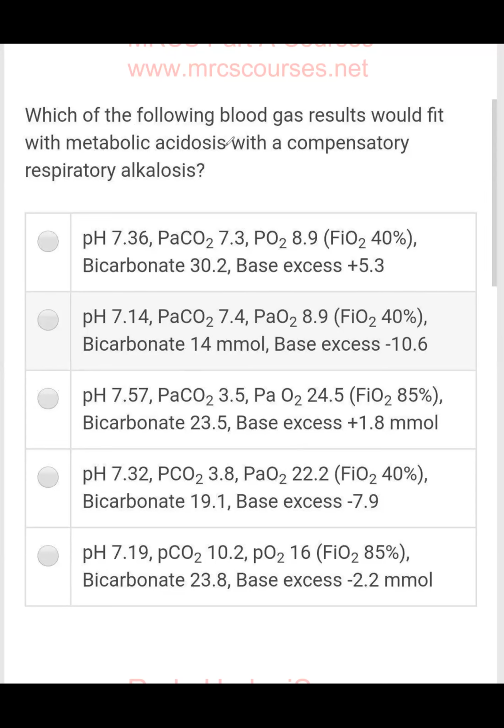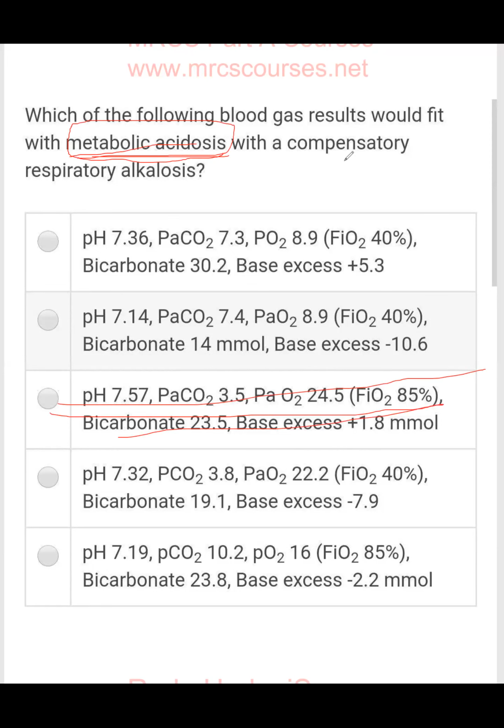The question says, which of the following blood gas results would fit with metabolic acidosis with compensated respiratory alkalosis? Leave the compensation now. We can search for metabolic acidosis. So you can exclude now which is alkalosis. Yes, we exclude C. It's C, alkalotic.